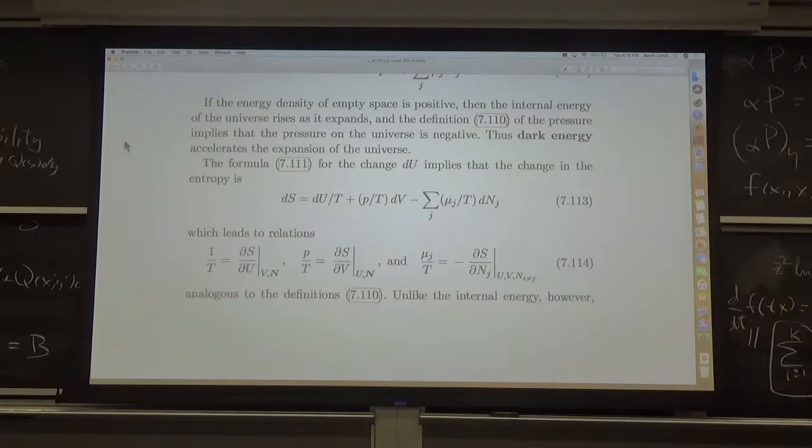Let's see, I was going to say something else about this, but I've now forgotten what it was. Does anybody have a question about dark energy?